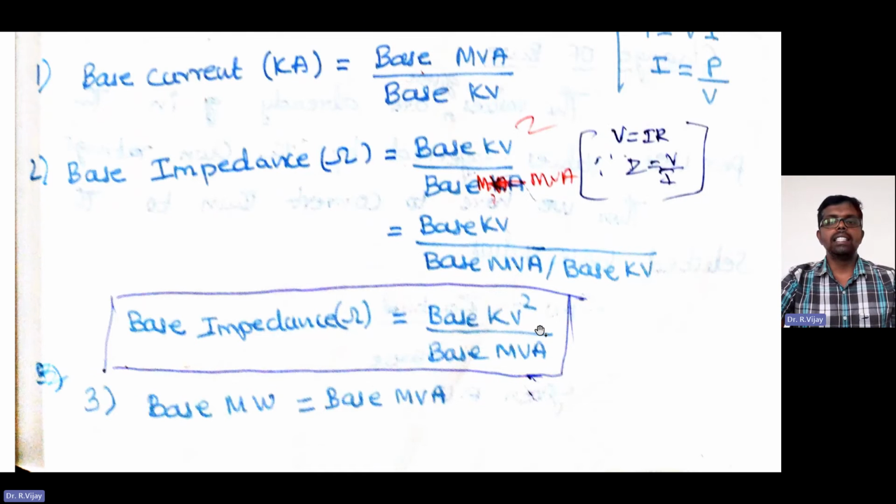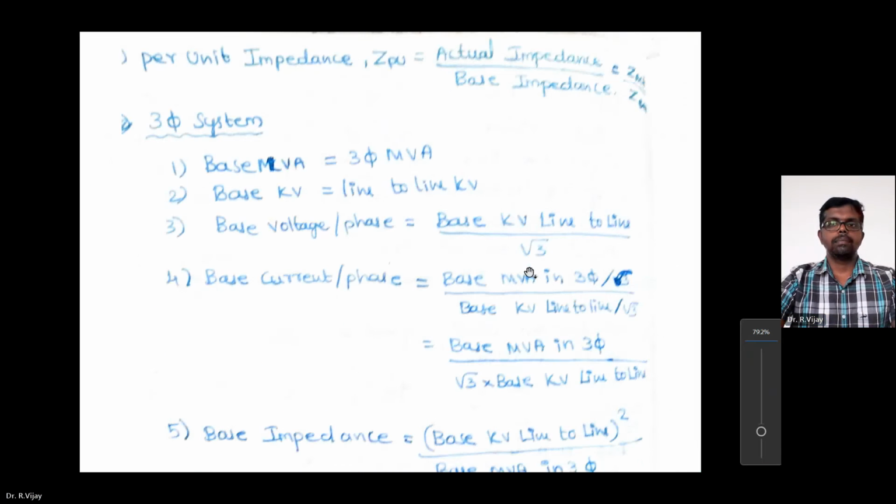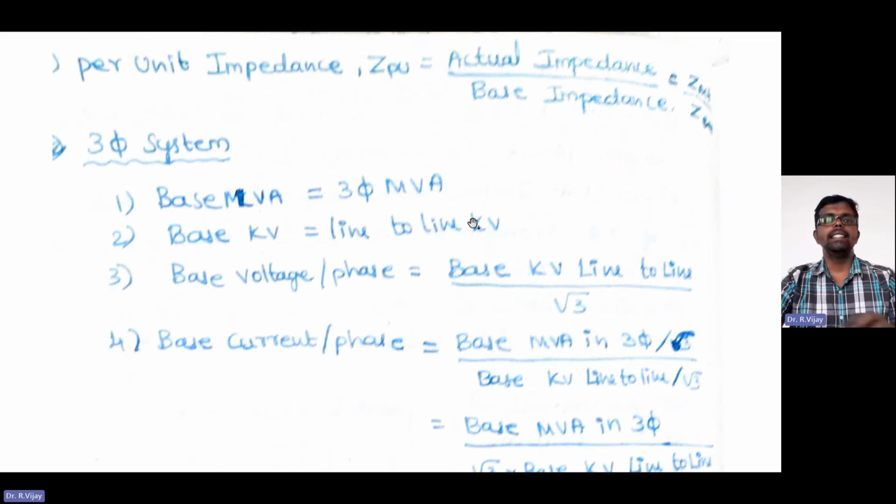Next step, what is base MVA? How to calculate the base MVA? Whatever is given in the problem, you need to take it as base megawatt. That is base megawatts equal to base MVA. Okay, next, how to calculate the per unit impedance? Per unit impedance equal to actual impedance divided by base impedance, that is Z actual divided by Z base.